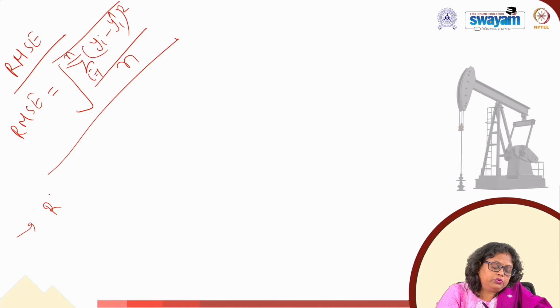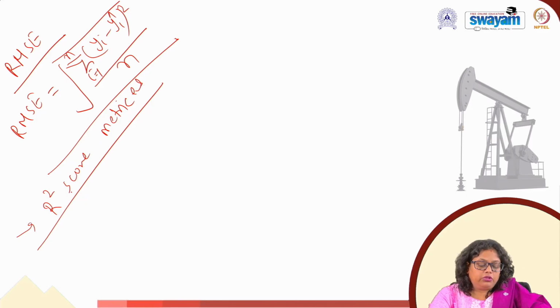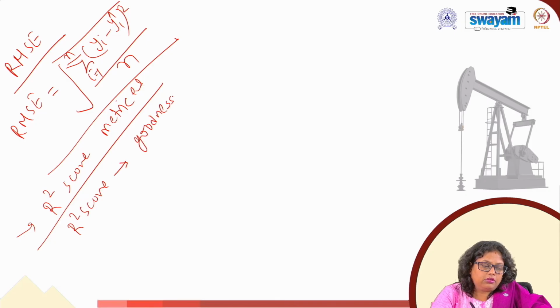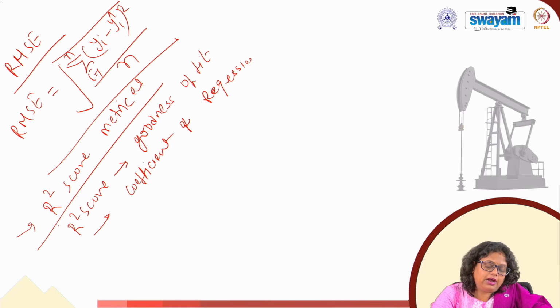Now we have reached the R2 score metrics. So what is this metric? This R2 score, we can call it goodness of fit, or we can mention it as the coefficient of regression. We can call the R2 score by these two names also.